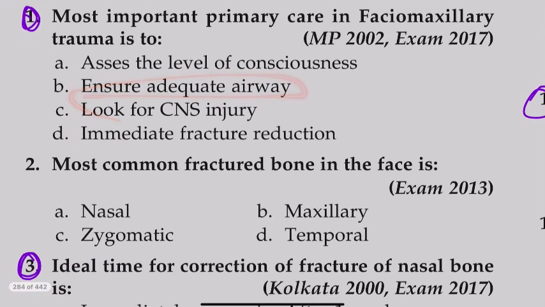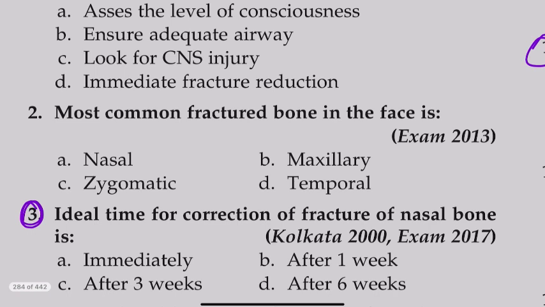What is the most common fractured bone in the face? It is the nasal bone. Now talking about fractures, what is the second most common fractured bone? That is the zygoma.